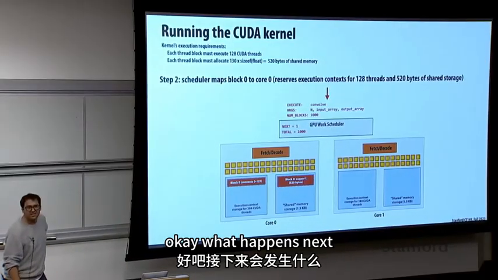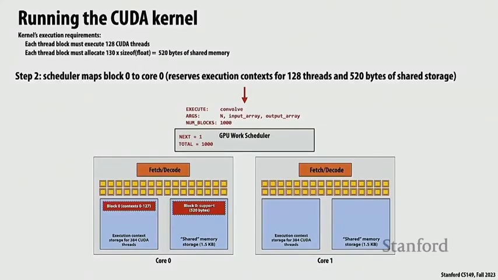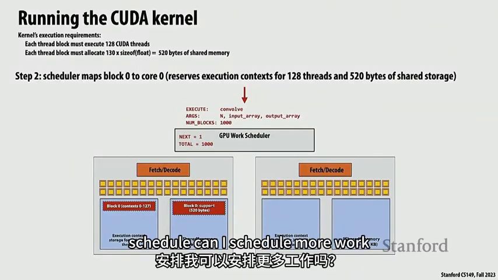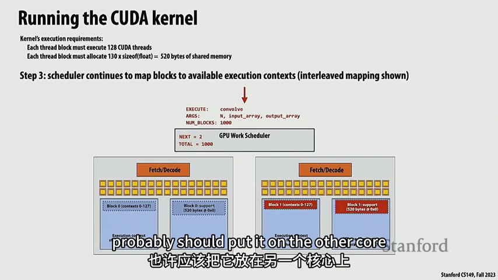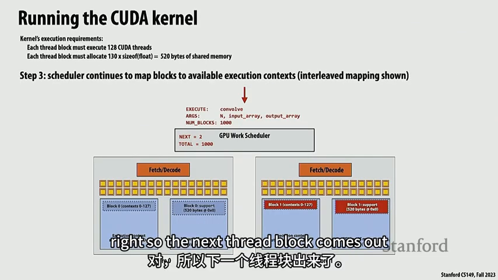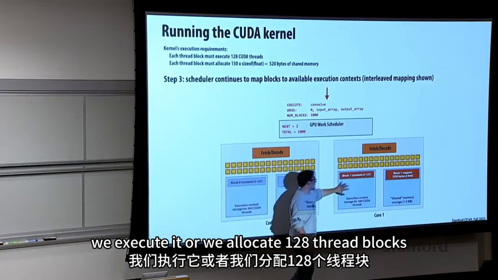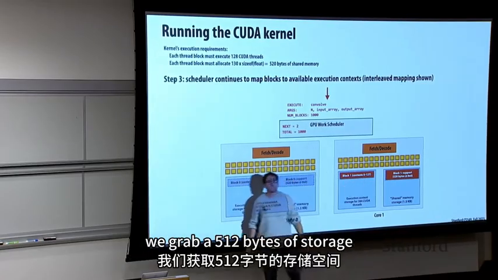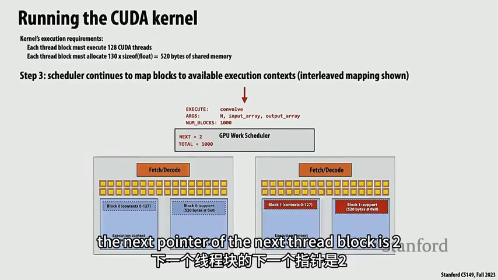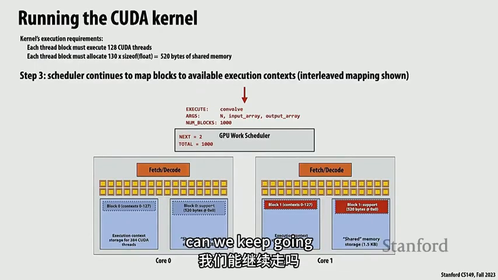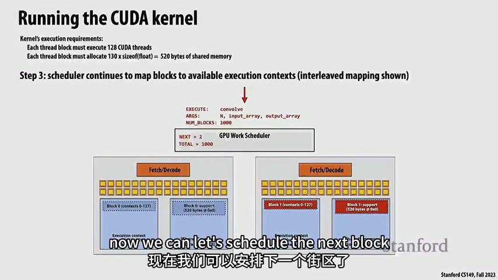Okay, what happens next? Scheduler, can it schedule more work? Yeah. Absolutely. So where do we put it? Probably should put it on the other core, right? So the next thread block comes out. We allocate 128 execution contexts. We grab 512 bytes of storage. We're good. Now the next pointer of the next thread block is 2. Can we keep going? Yeah, we can. Let's schedule the next block.